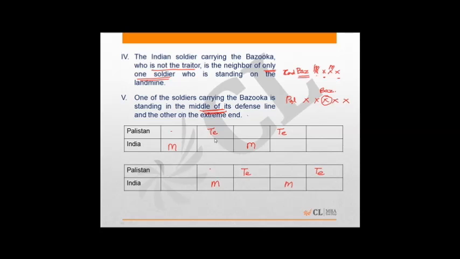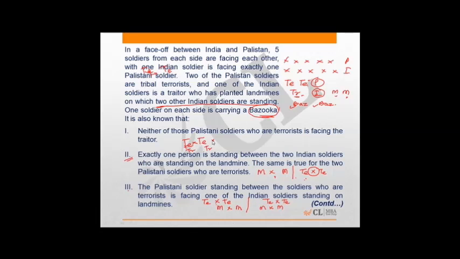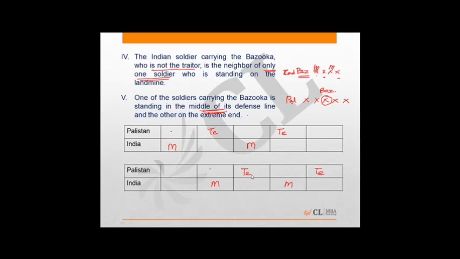Okay, why this? Because it was given, from the second and third statement, the third statement specifically, that the Palestini soldier standing between the terrorists is facing one of these Indian soldiers standing on landmines. So he is the person who is between the terrorists. So he should be opposite to an Indian soldier standing on the landmine.